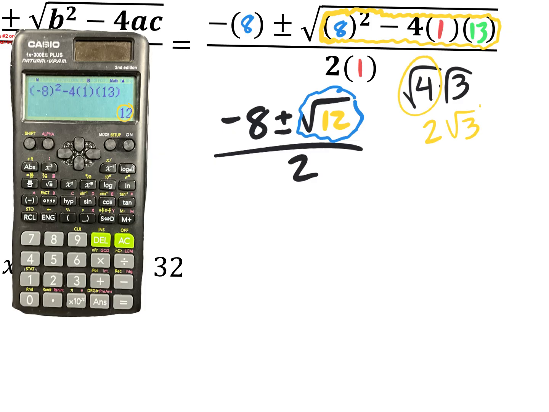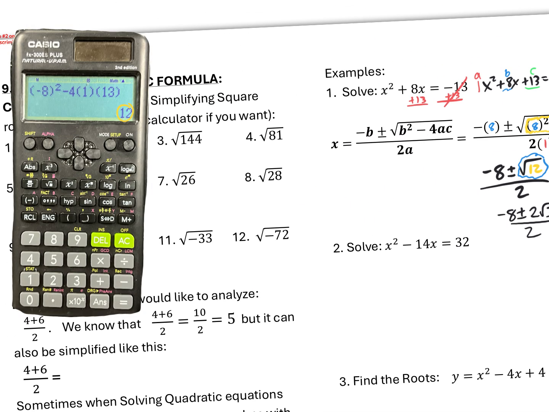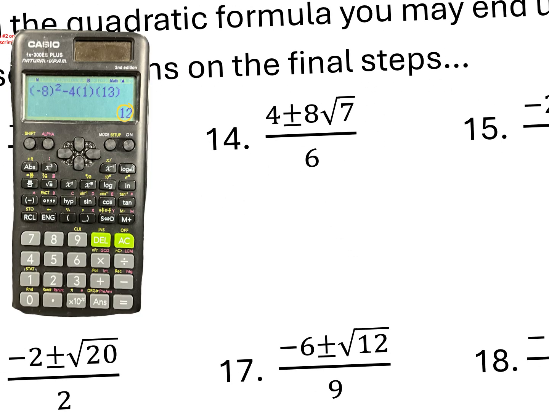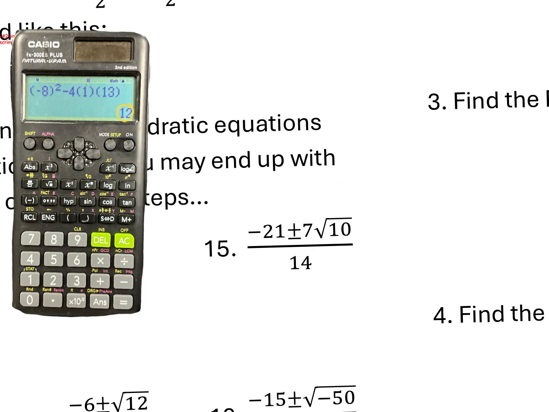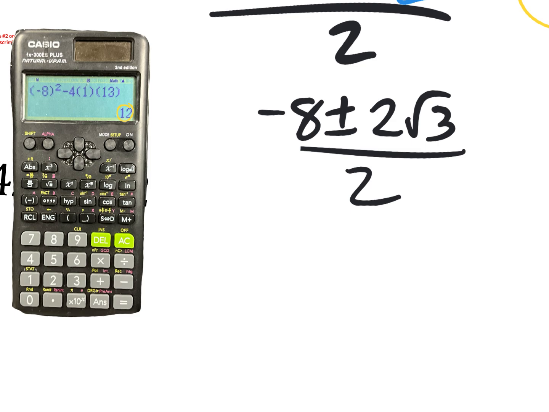So we're going to replace the square root of 12 with that simplified square root, well, 2 square root of 3. So you replace it, you have negative 8 plus or minus 2 square root of 3, and it's over 2. And for your final step, we're going to do what we practiced yesterday, where you have something like this and you reduce everything by 2, or maybe reduce everything by 7 or by 3. Reduce everything by whatever you can. And in this case, we could reduce everything by 2.